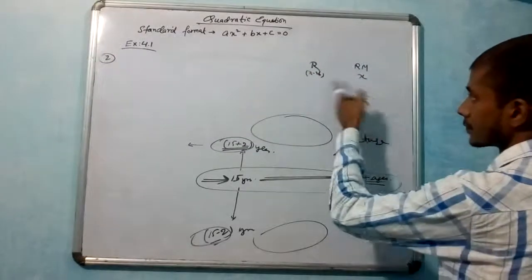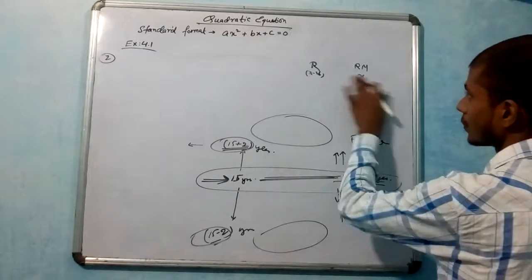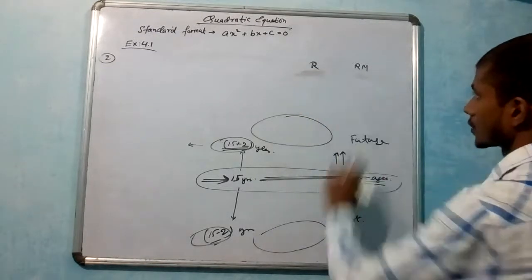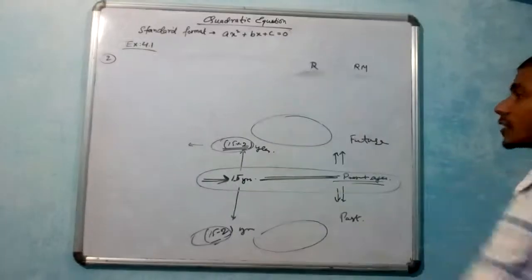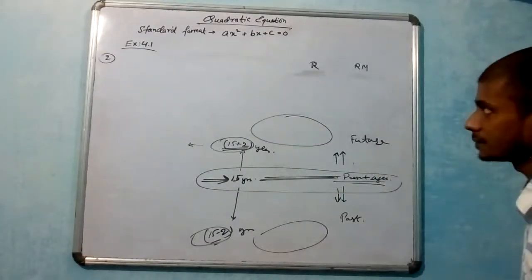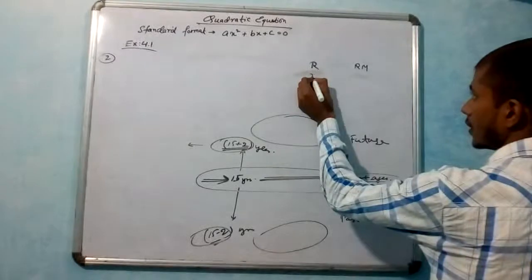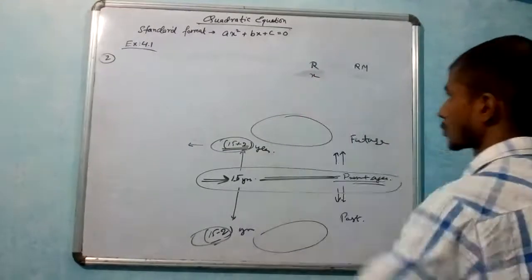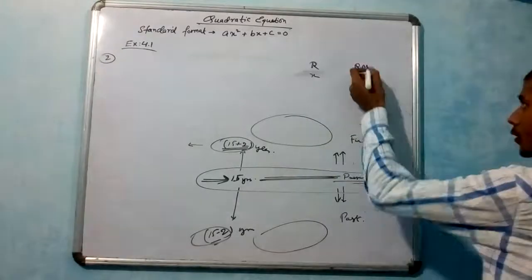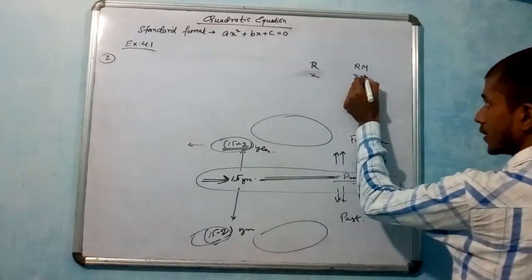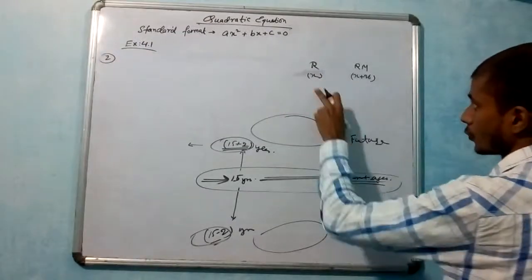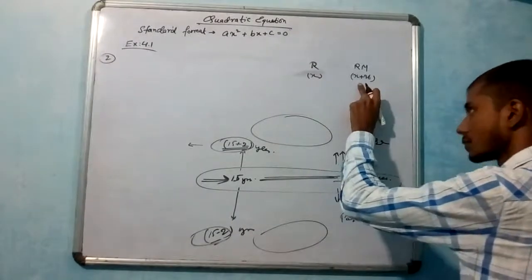Again, what should we assume first? Rohan's age. Let Rohan's present age be x years. Right now he is x years old. Then right now his mother's age is x plus 26. So we assumed Rohan's age, we came to Rohan's mother's age, and these are the present ages.